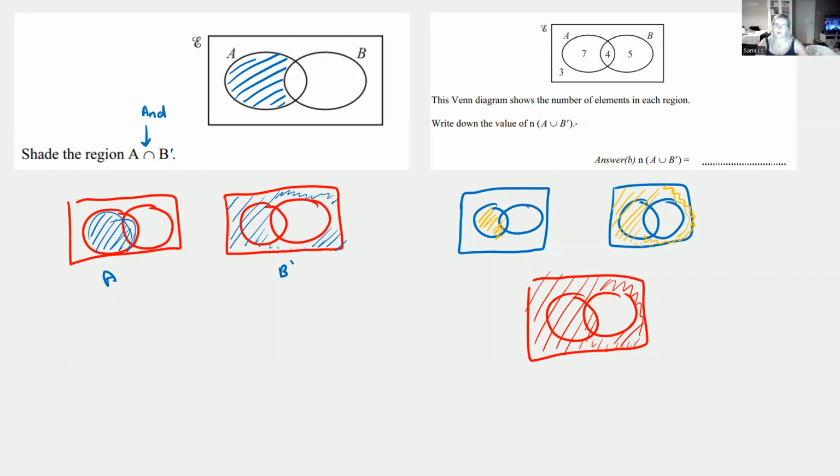Write down the value of n. So it's everything apart from the 5, isn't it? So 7 plus 4 is 11, plus the 3 is 14. And there you go.